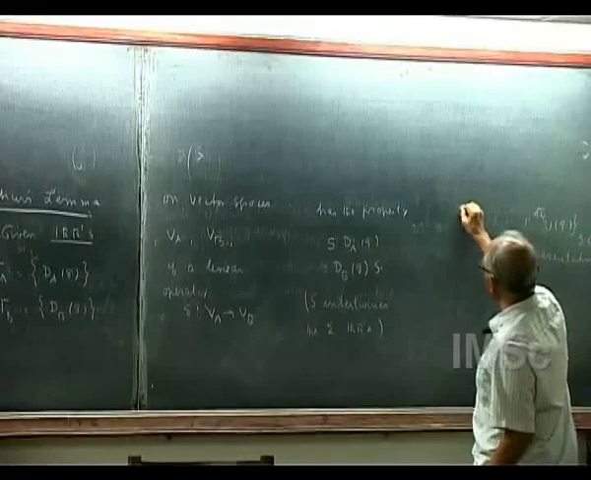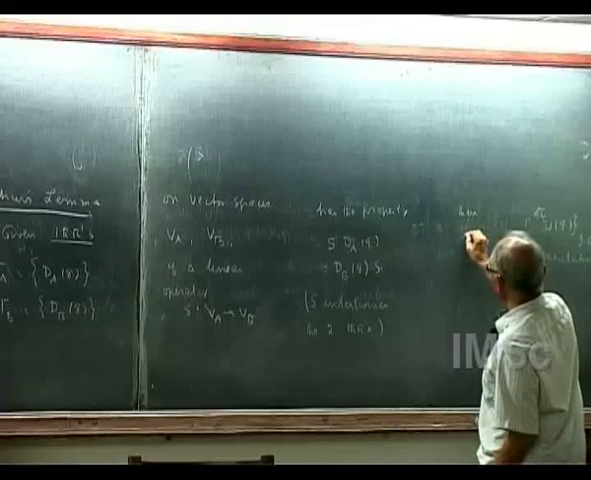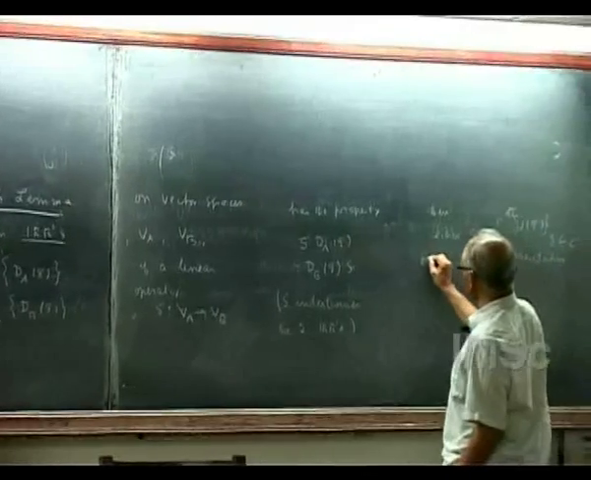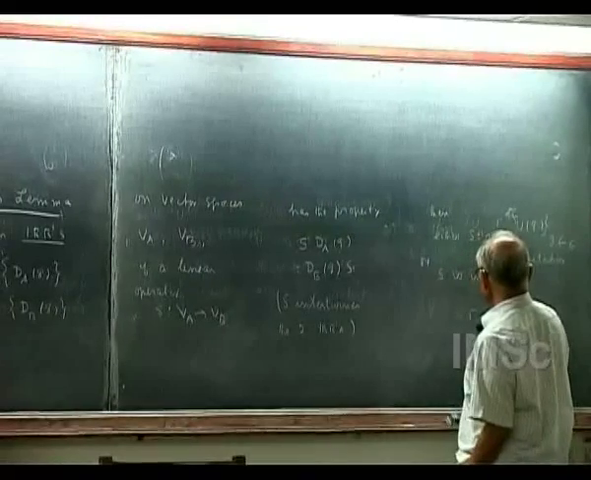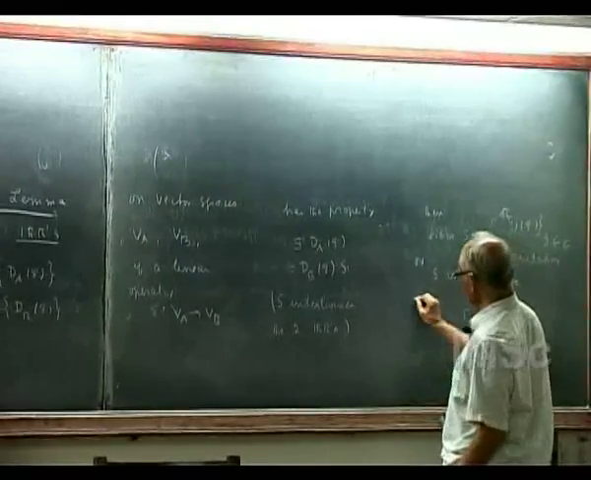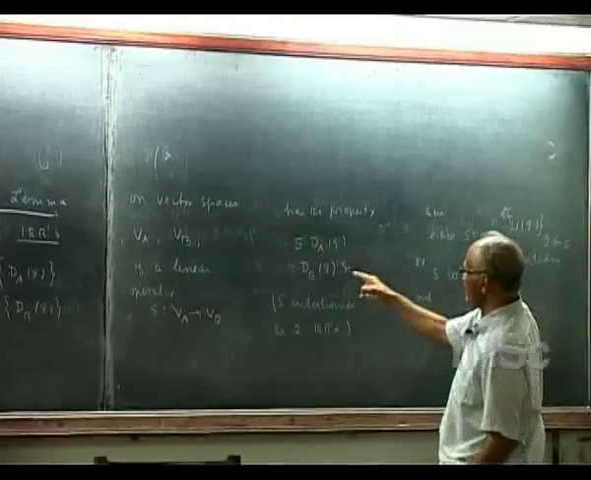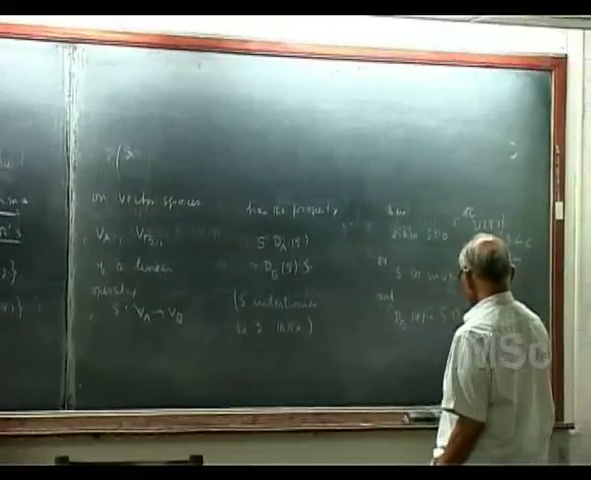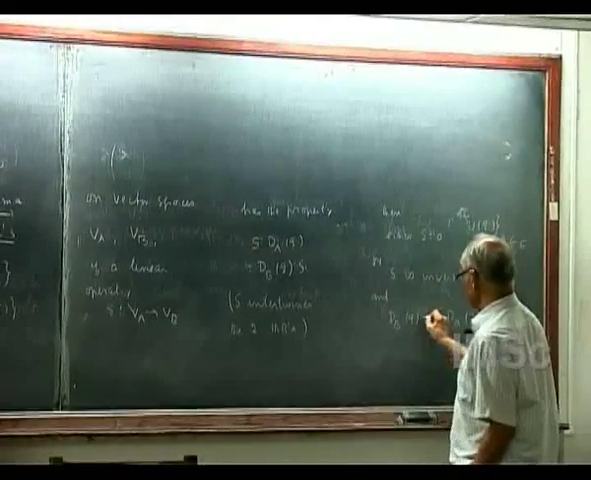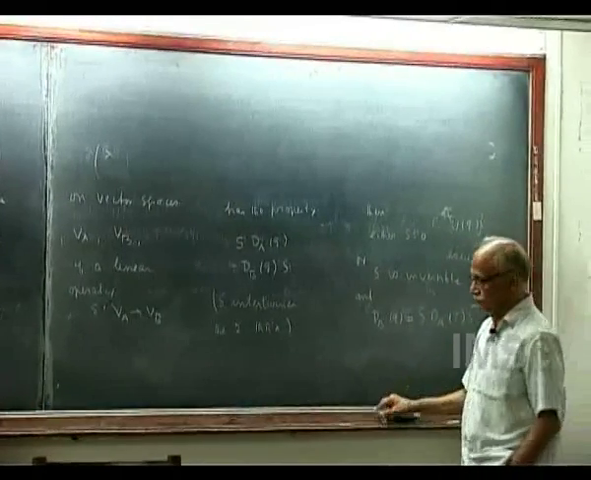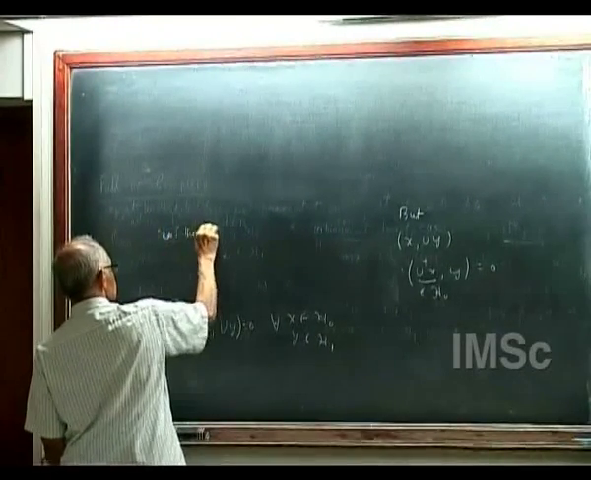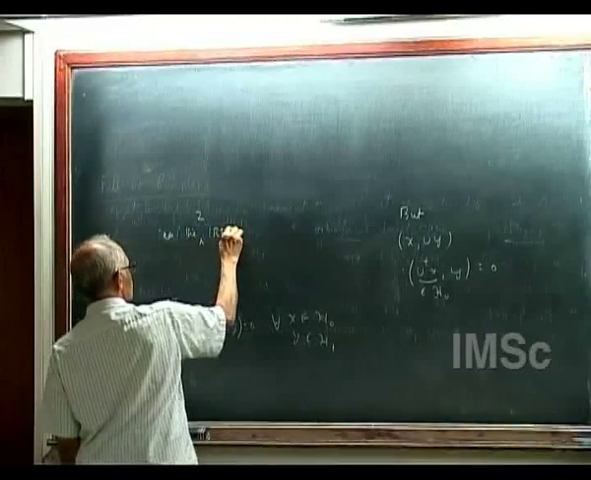Then the claim is that either S is 0 or S is invertible, and for the equation I have written down, D_B(g) is S D_A(g) S inverse. The two representations are equivalent. The two IRRs are equivalent.